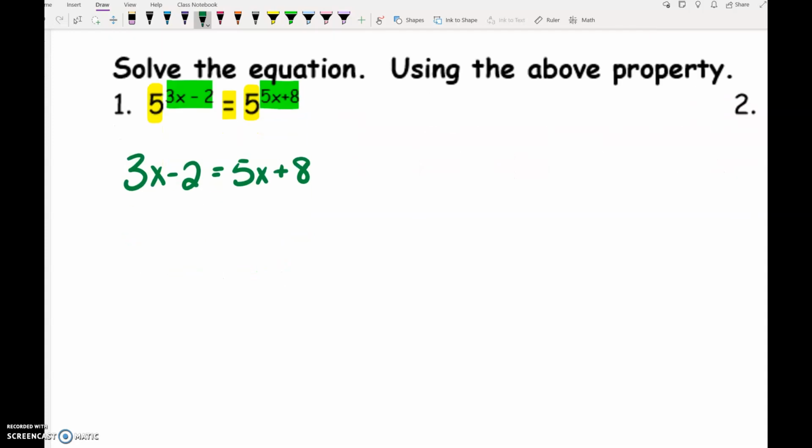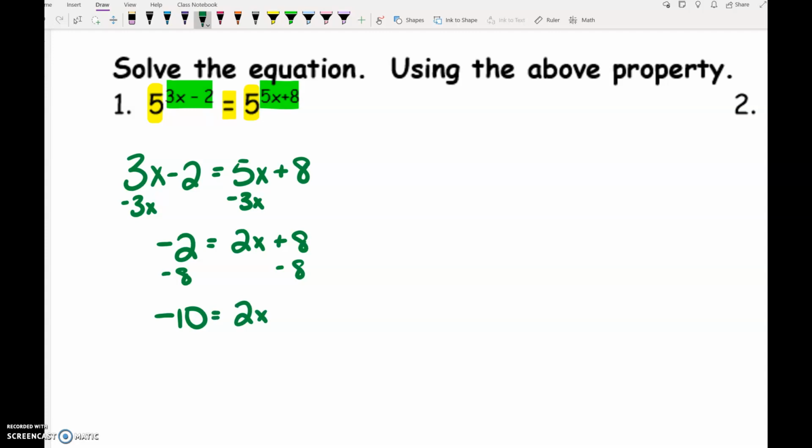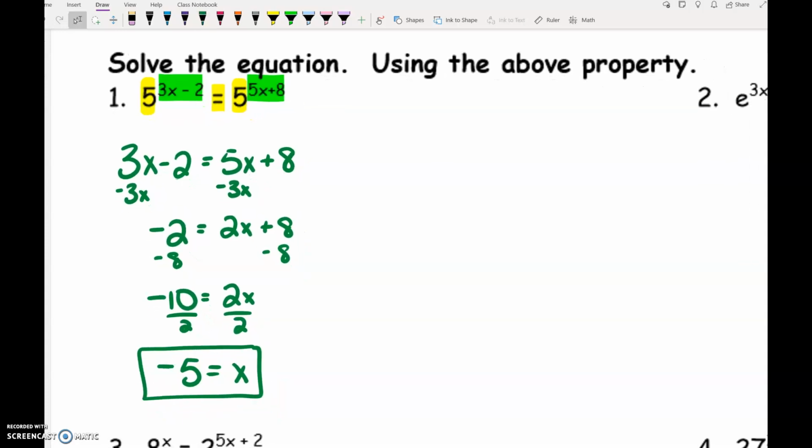So we would subtract 3x on both sides. We would subtract 8 on both sides. X equals -5.